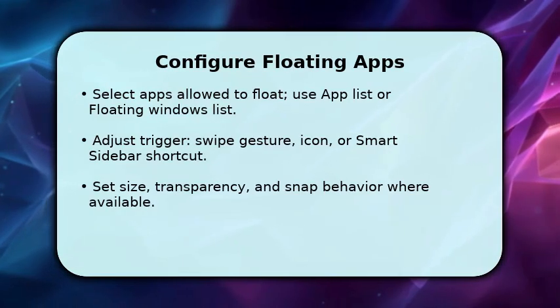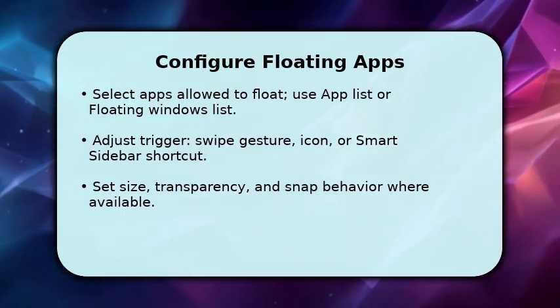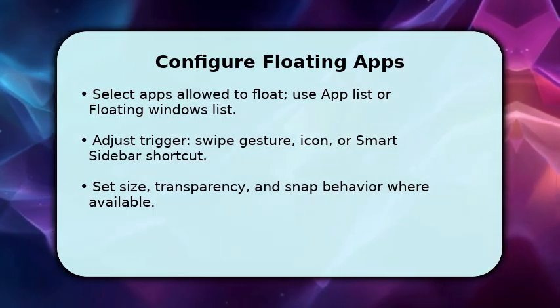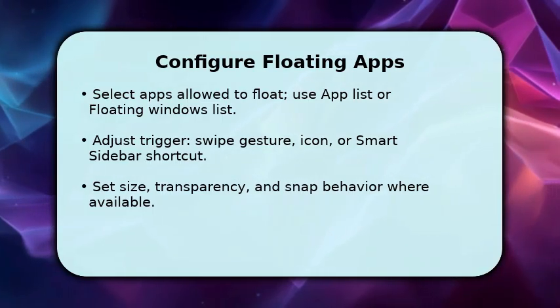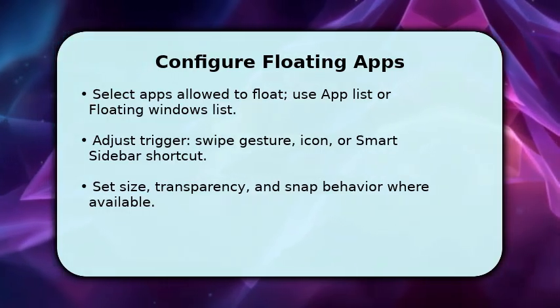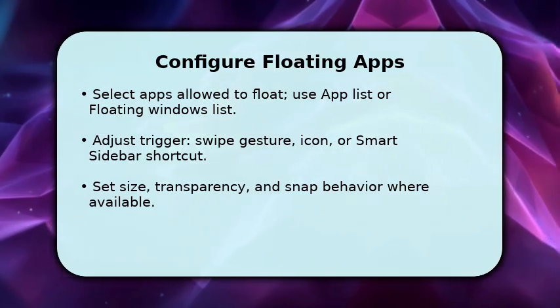Next, you configure which apps can open in a floating window and how to trigger them. Open the floating window or app multitasking list and pick apps such as browser, messages, or video player. Toggle each to allowed. Then set the trigger. Choose a swipe in Smart Sidebar, a floating icon, or a gesture. This determines how you summon windows quickly.